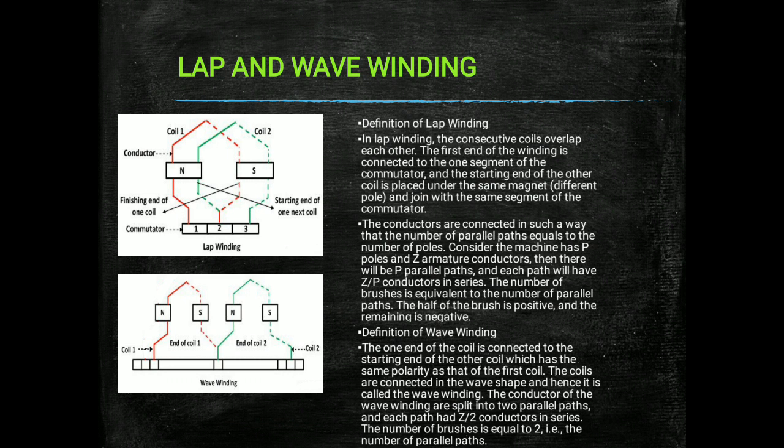And in case of wave winding, one end of the coil is connected to the starting end of the other coil, which has the same polarity as that of the first coil. The coils are connected in a wave shape and hence it is called the wave winding. In case of wave winding, the parallel path A always equals 2.